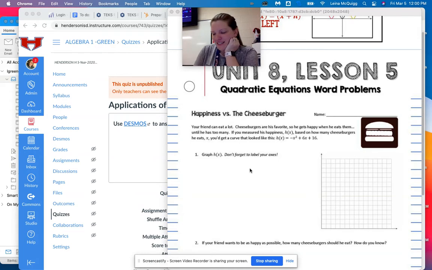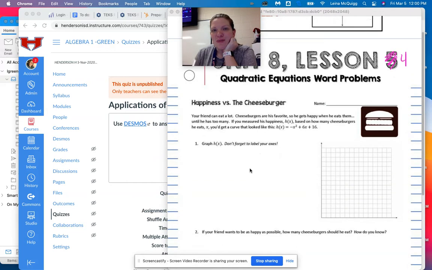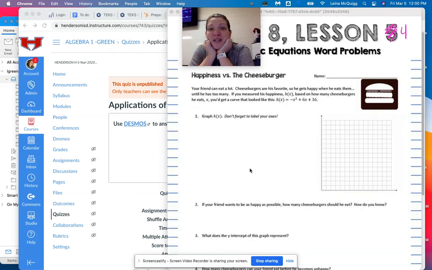All right, so this is actually going to be Lesson 4, quadratic equation word problems. So let's read. I'm going to read from my iPad because it's a little bit easier for me. Your friend can eat a lot. Cheeseburgers are his favorite, so he gets happy when he eats them until he has too many.